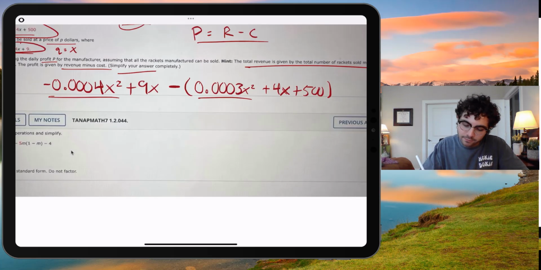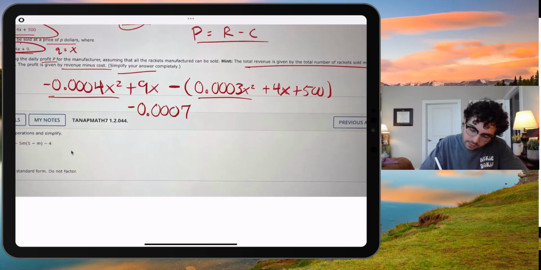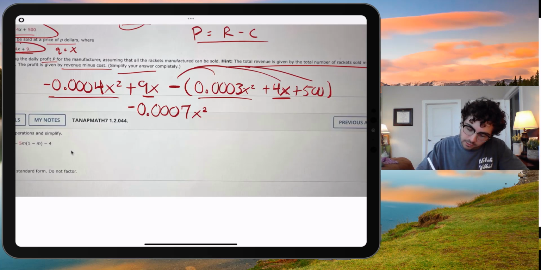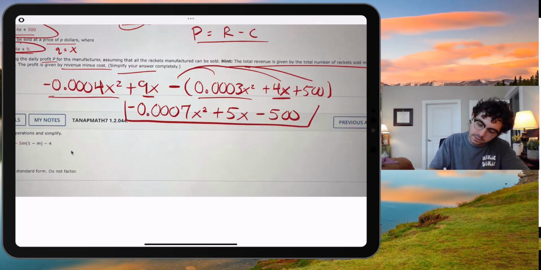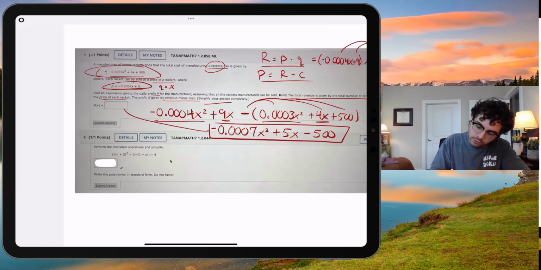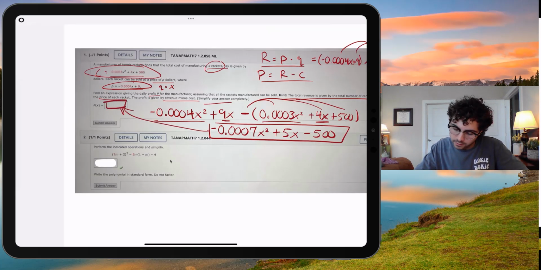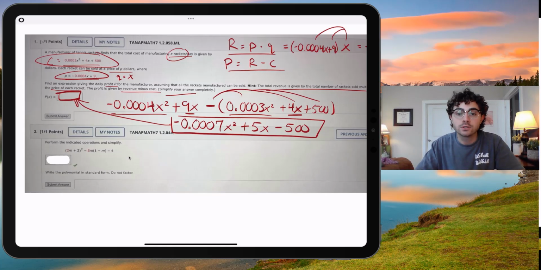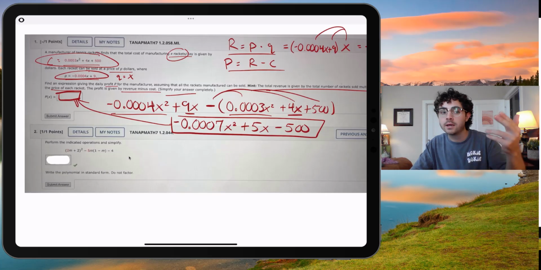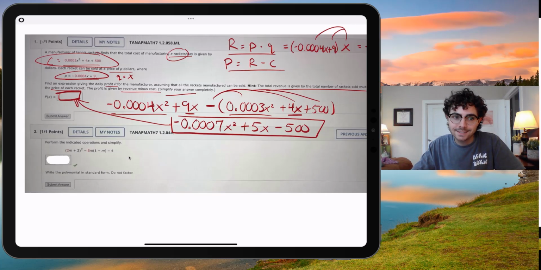So basically, negative 4 minus 3 is going to give you negative 7, and so we get negative 0.0007x squared. We have an x term here, 9x minus 4x. Think about the negative getting distributed to these three terms. So 9 minus 4 is 5x, and then the negative gets distributed to the 500. So this is the expression which should be on this side of the equation to represent our profit. Profit is revenue minus cost. Revenue is price times quantity, and you were given the cost in this case. All right, that was number 1.